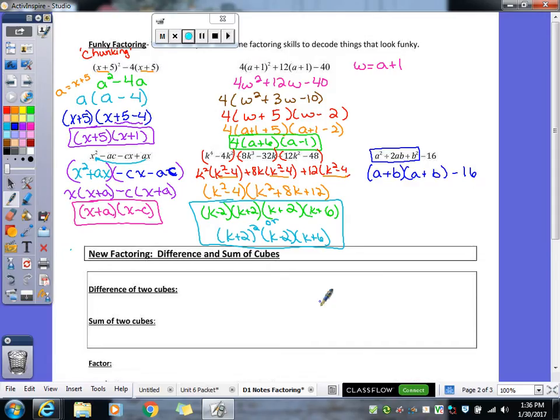So then again, just to refresh our memories, to get that 2ab in the middle, if I multiply my inside terms, I'd get an ab. Multiply my outside terms, I get plus another ab. So that's how we get our 2ab for our middle. So now a plus b times a plus b would be a plus b squared minus 16. Can anybody see what kind of factoring that would be?